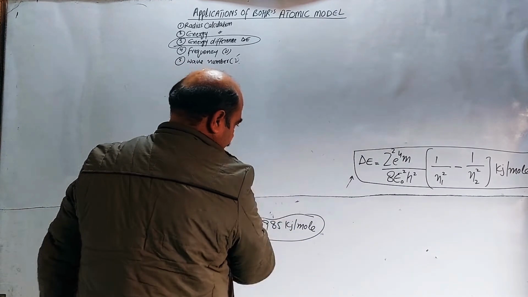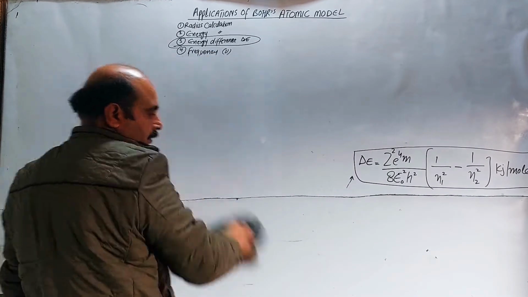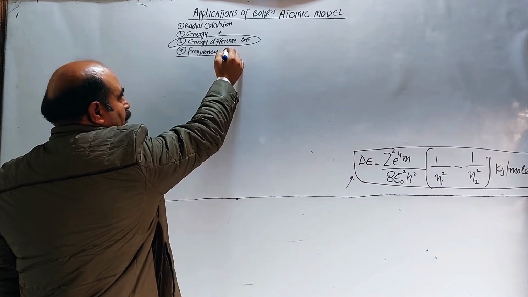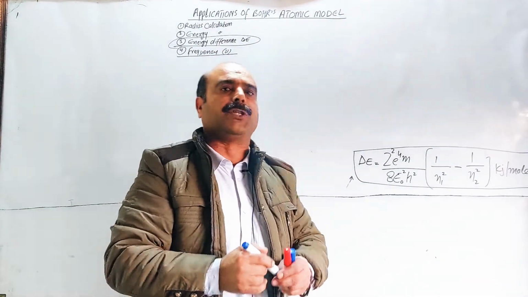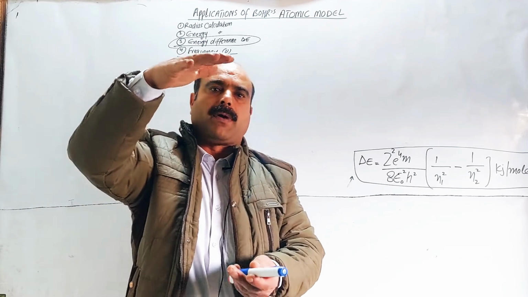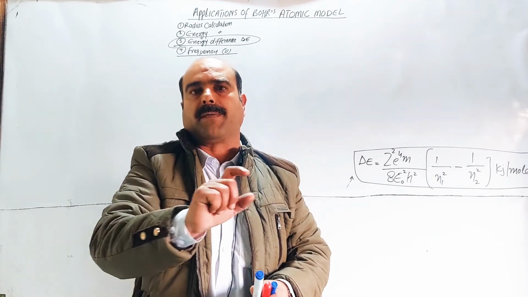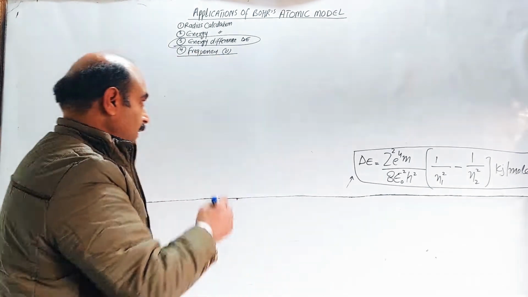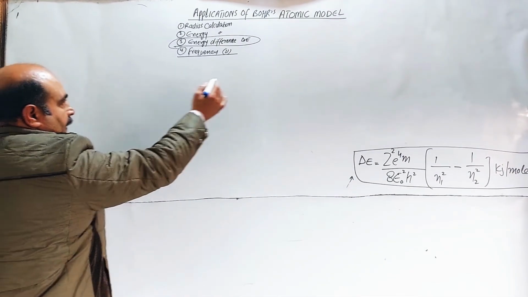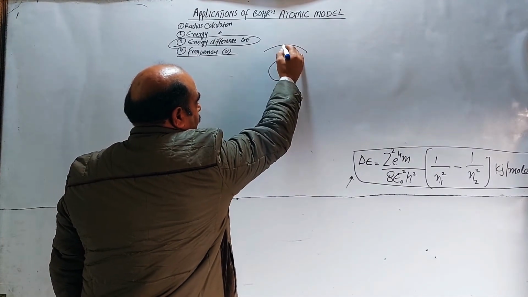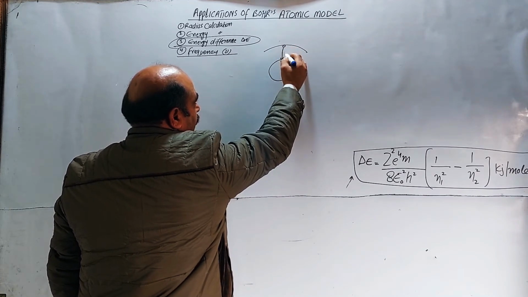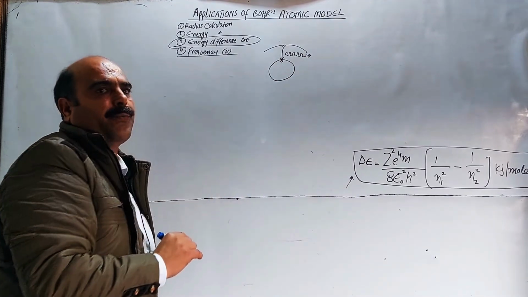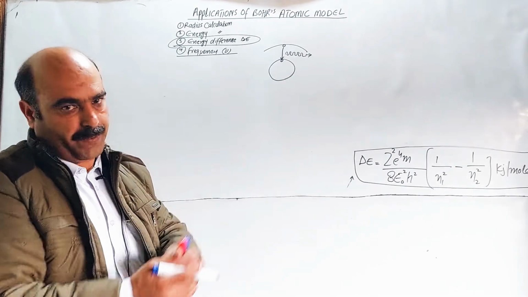Application number four. The Bohr atomic model is used to calculate the frequency of the emitted radiation when an electron jumps back from a high energy level to a low energy level. Emission of radiation will take place. For example, when an electron comes from a high level to a low level, according to Bohr, it will emit radiations. The radiations have wave number, frequency, wavelength and speed.